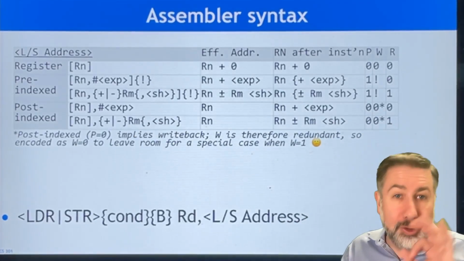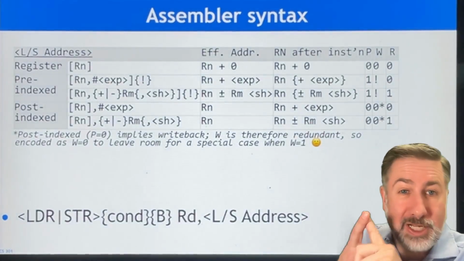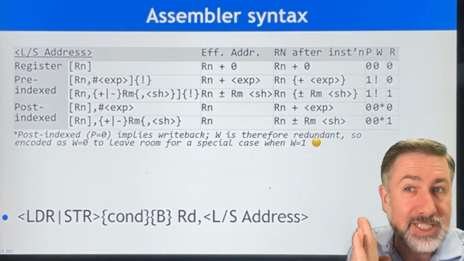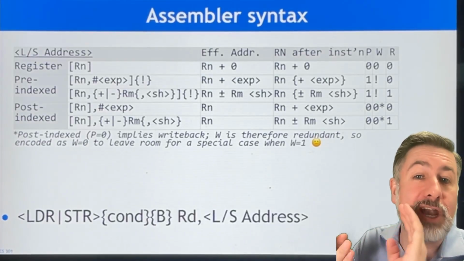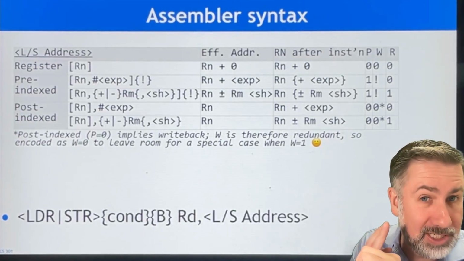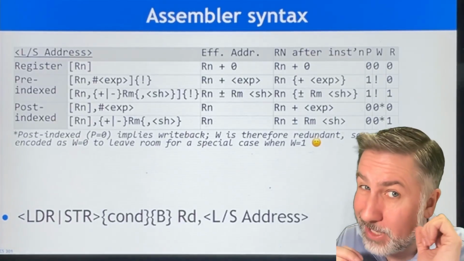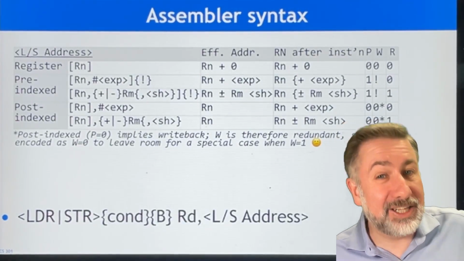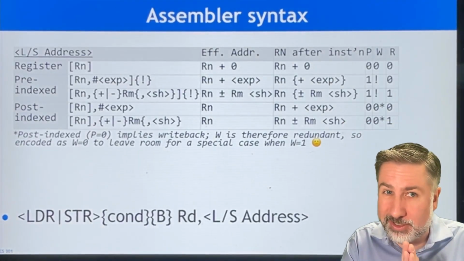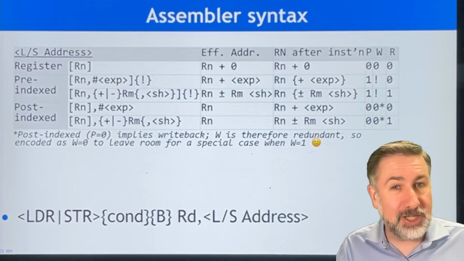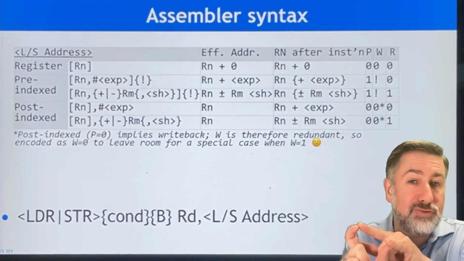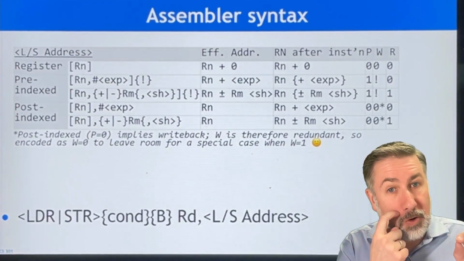So those three options first are register by itself, register updated before you use it, that's pre-indexing, register updated after you use it, that's post-indexing. Now we get to write back. This is the part that is really confusing, and it's worth spending a little time to really think about what's going on here. When you update the pointer before you use it, you have the choice to save that new value in the register or not, right?